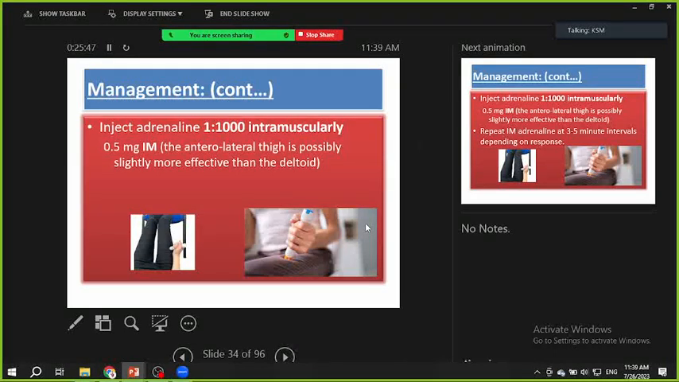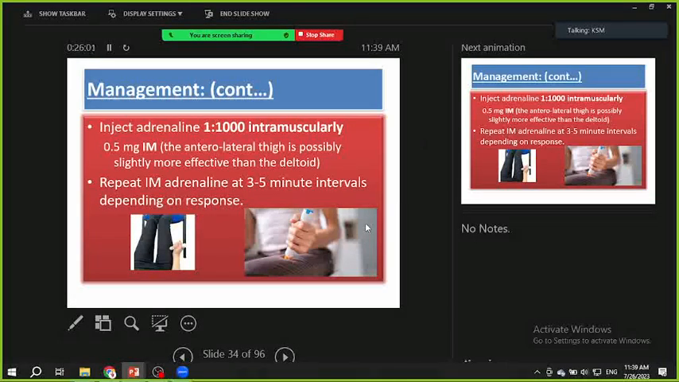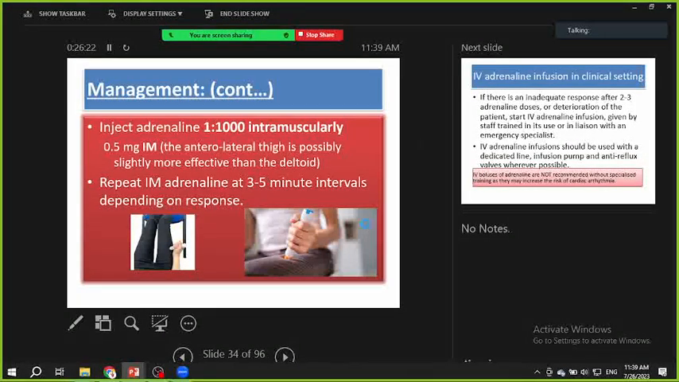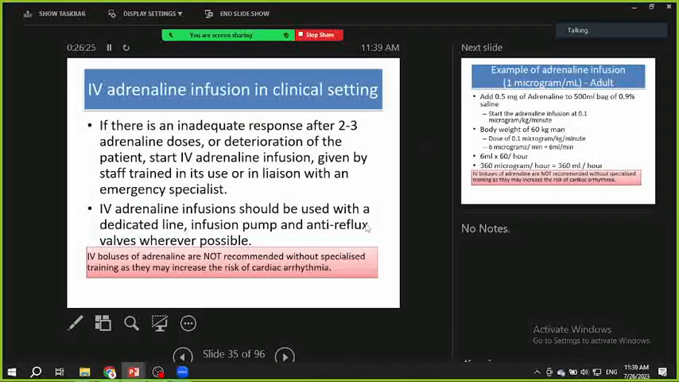Right. It should be given at the anterolateral aspect of the thigh, because injecting intramuscularly to the lateral thigh is possibly slightly more effective than the deltoid. So we use the anterolateral aspect of the thigh. So 0.5 milligram. And if it doesn't settle with 0.5 milligram of IM adrenaline, don't dilute adrenaline when you are giving IM, and you can repeat at 3 to 5 minute intervals. You can give the second dose if there is no response to IM adrenaline 0.5 milligram.